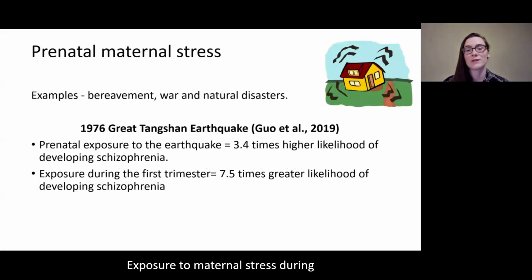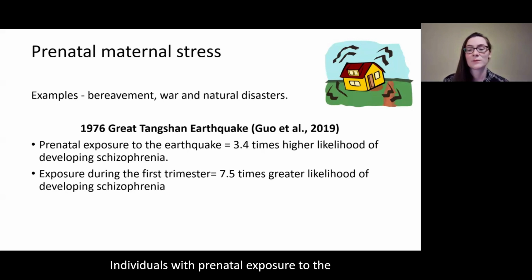Exposure to maternal stress during pregnancy, termed prenatal exposure, increases the risk of schizophrenia in offspring. Various maternal stressors have been implicated, including bereavement, war, and natural disasters. One study examined the impact of the 1976 Great Tangshan earthquake on schizophrenia risk, analysing data from over 94,000 births within a broad area around the earthquake's epicentre.